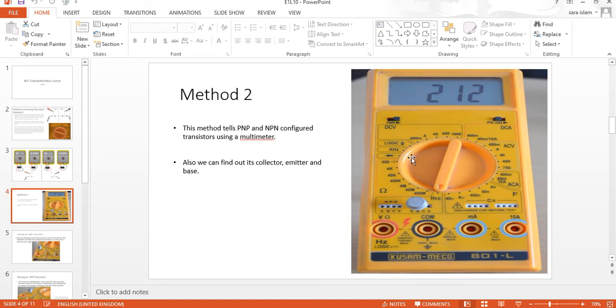Now instead of diode, you are going to set your multimeter to the HFE setting, and on it there are specific sets of sockets for NPN and PNP, okay?